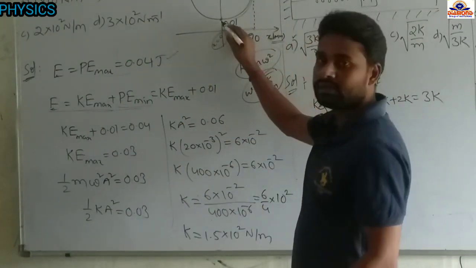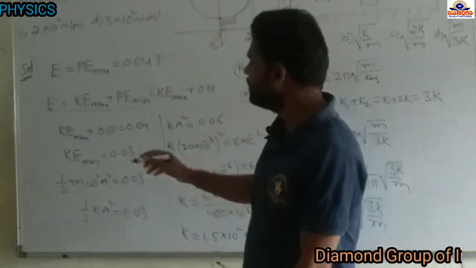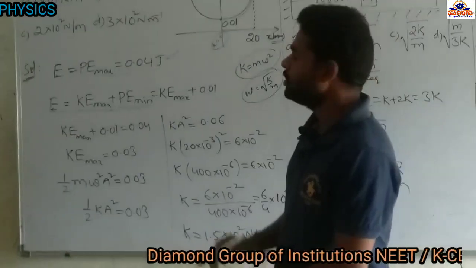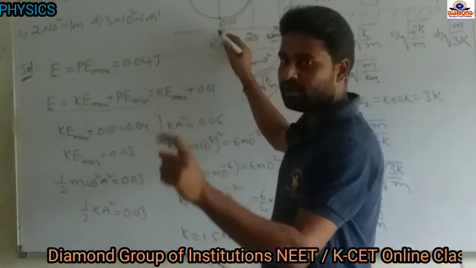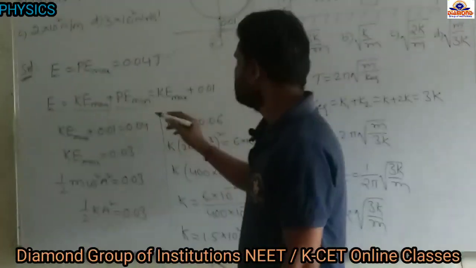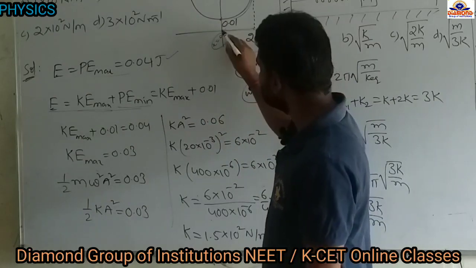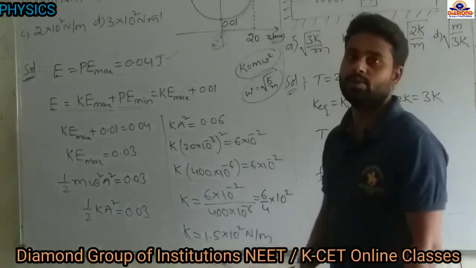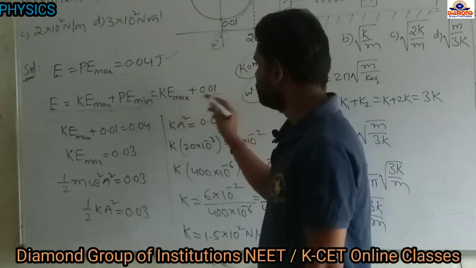At the mean position, total energy equals the sum of the kinetic energy and the potential energy. At the mean position, kinetic energy is maximum and potential energy is minimum. So now KE max: what is the minimum potential energy from here to here? 0.01 joules.